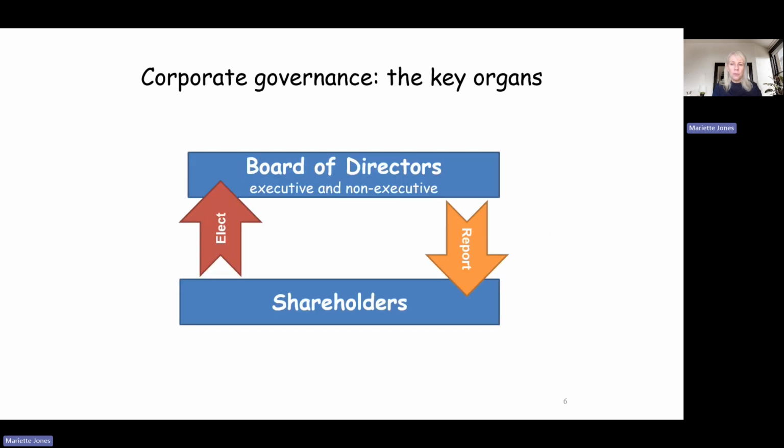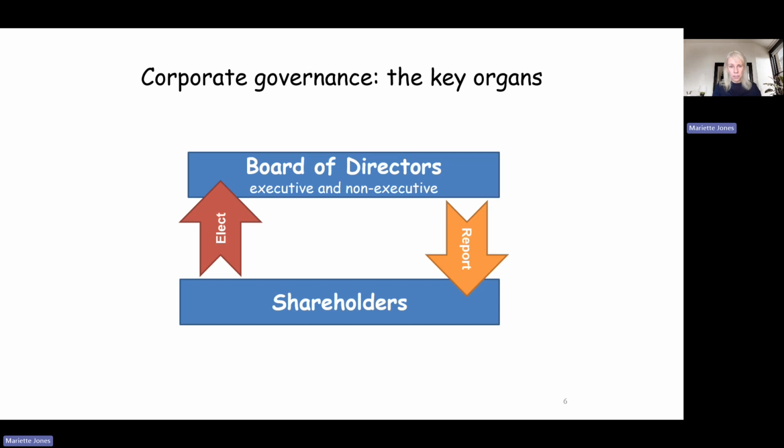So who are the main organs in a company? Well, firstly, there's the shareholders, and as a collective, we'll find them in the annual general meeting. And then there's the board of directors, made up of both executive and non-executive directors. Potentially, we also have committees such as audit or remuneration committees, and each of these organs plays a different role in shaping how the company operates.